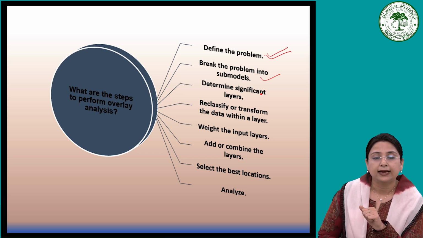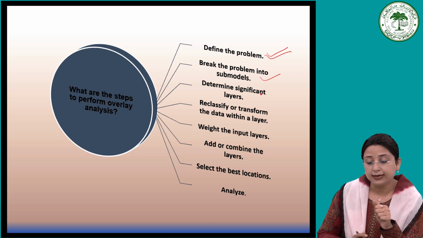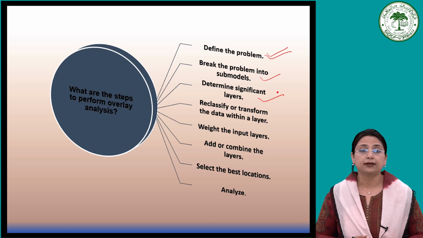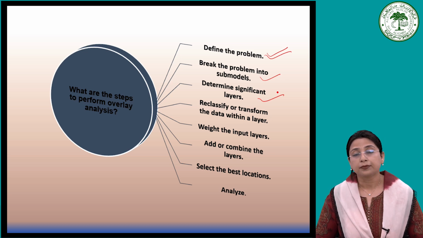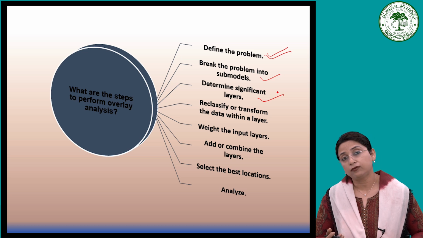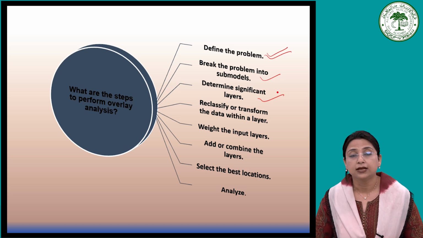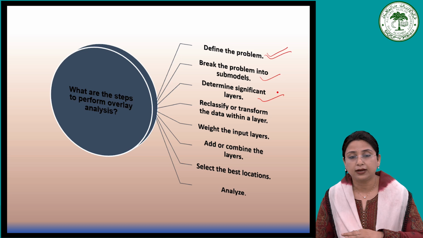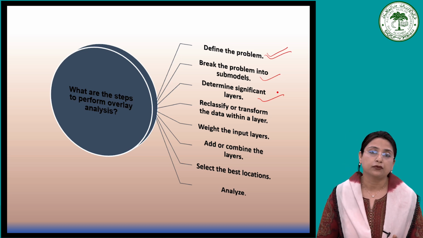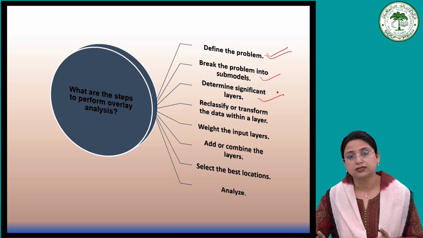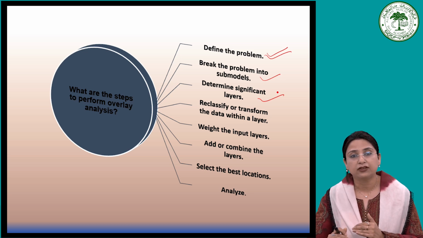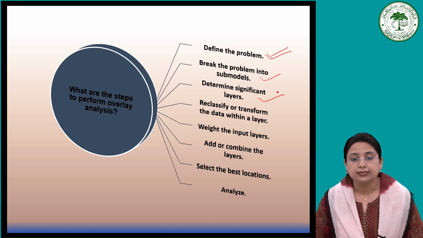Another step to be followed after this is determining the significant layers. That means what are the factors, what are the requirements, that are to be considered in order to address this particular problem. So we have to select different layers, maybe in terms of the cost of the land, maybe in terms of the distance, that is accessibility to certain utilities, etc. Determining the significant layers which are to be considered.